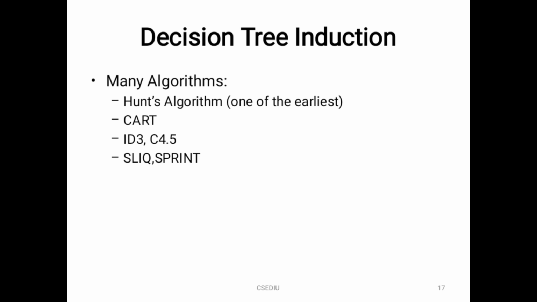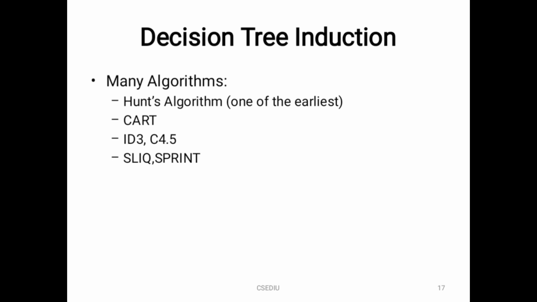Then CART means classification and regression trees. CART is a decision tree algorithm introduced by Breiman. It does both classification and regression tasks. CART constructs binary trees.